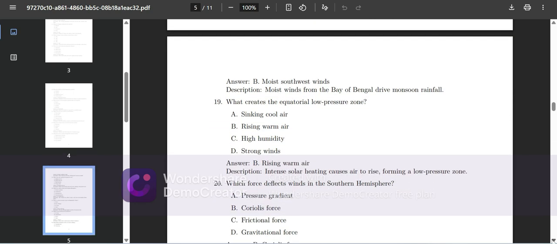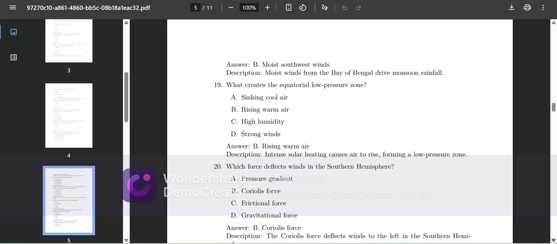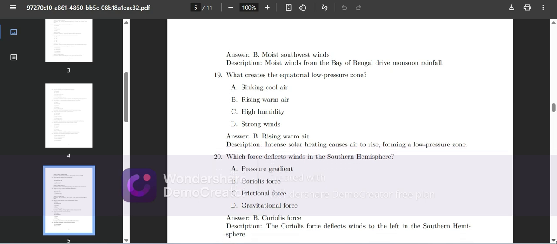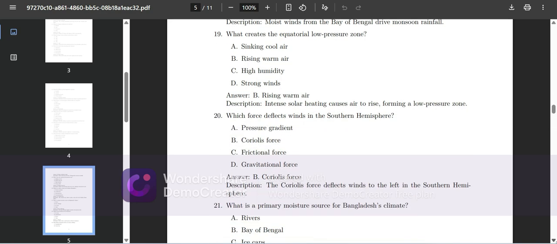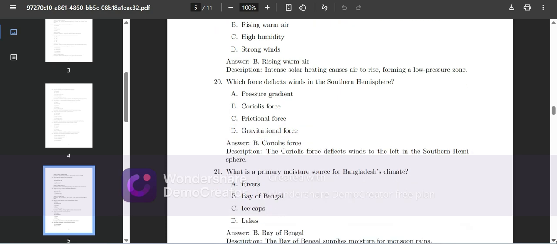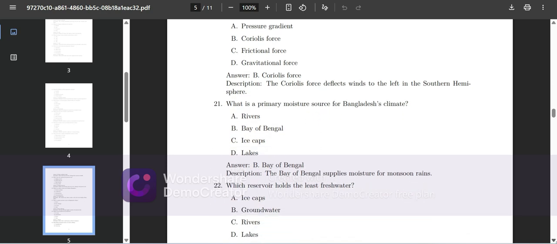What creates the equatorial low pressure zone? Rising warm air. Intense solar heating causes air to rise, forming a low pressure zone, which reflects winds in the southern hemisphere. Coriolis force. The Coriolis force deflects winds to the left in the southern hemisphere.